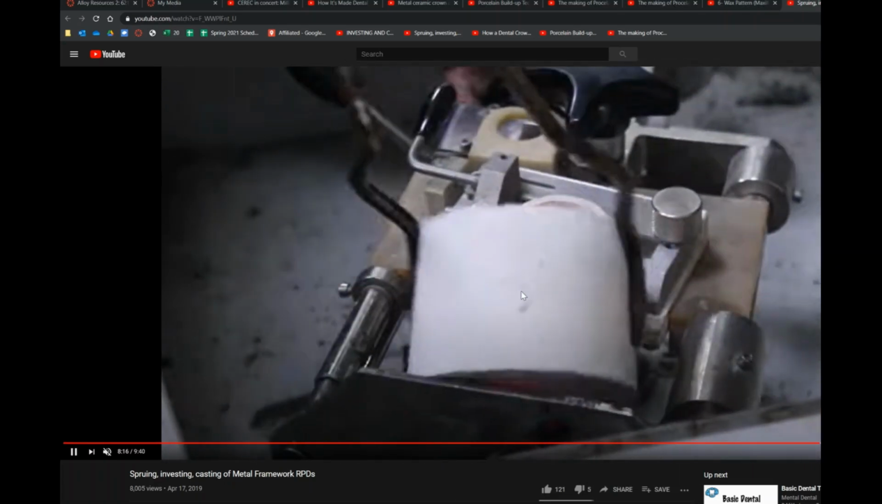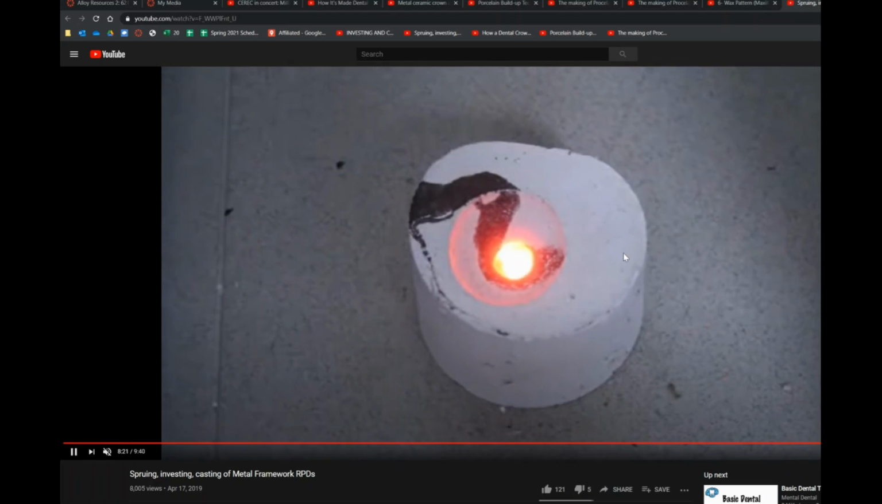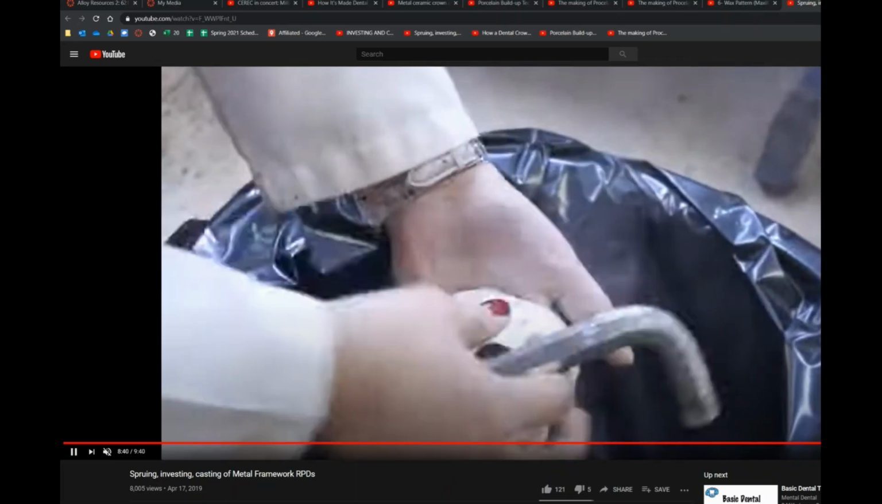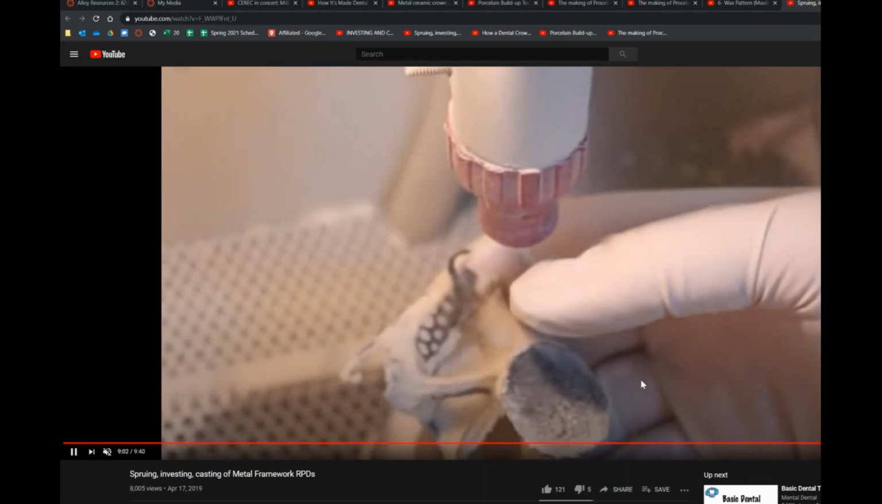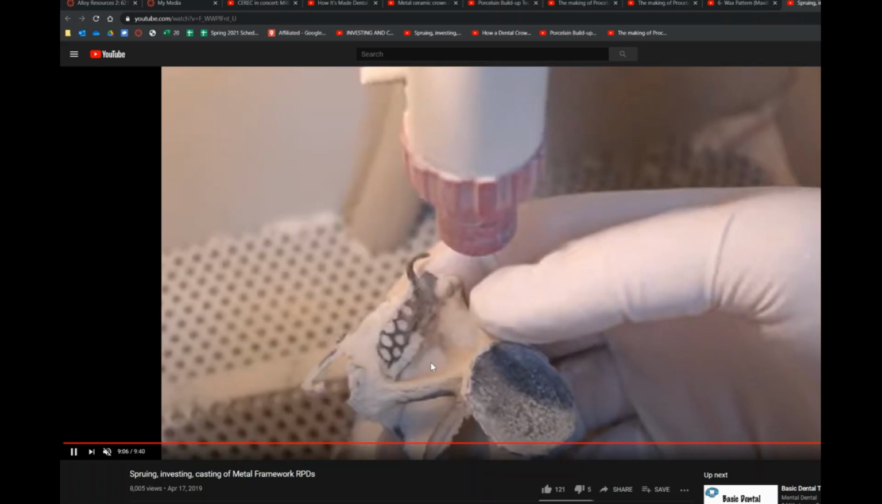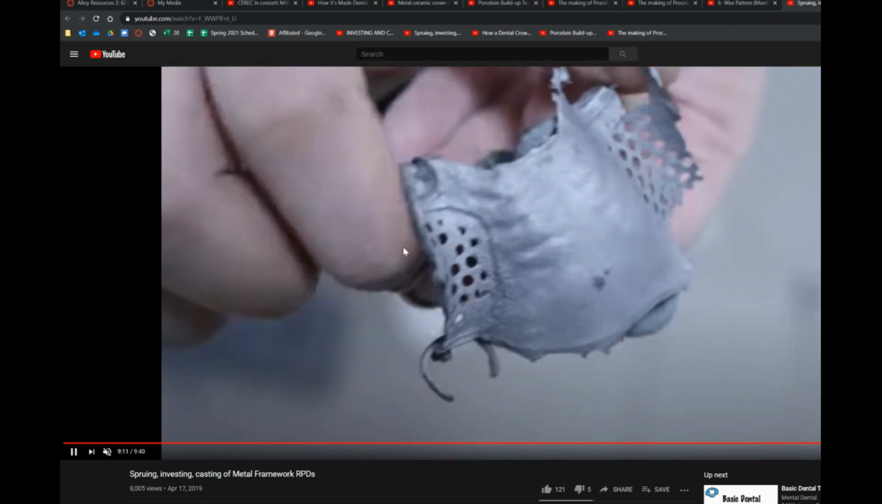So it's running and running. And now we're going to take it out, and you see that's where the metal is. And what they're going to do is just break it, and you see this is the pattern that we did already with wax, and now it's all in metal. They would usually sandblast it to make sure it's completely clean, and definitely will cut all the extras.